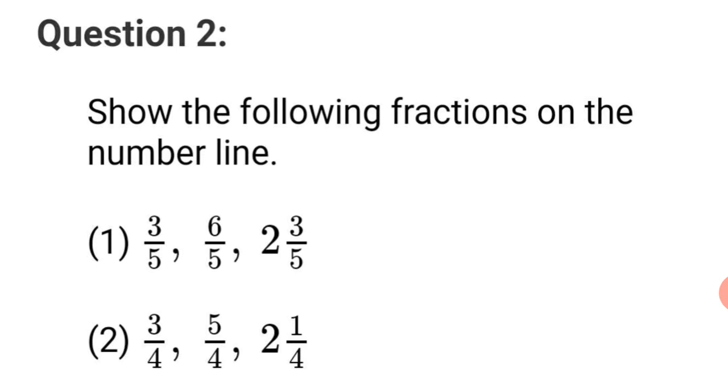Question 2. Show the following fraction on the number line. Now, in the previous exercise, you can write the answers directly. You need not draw the number line. But now in question 2, you have to draw a number line and represent the given fractions on that number line. So let's see the first sum.